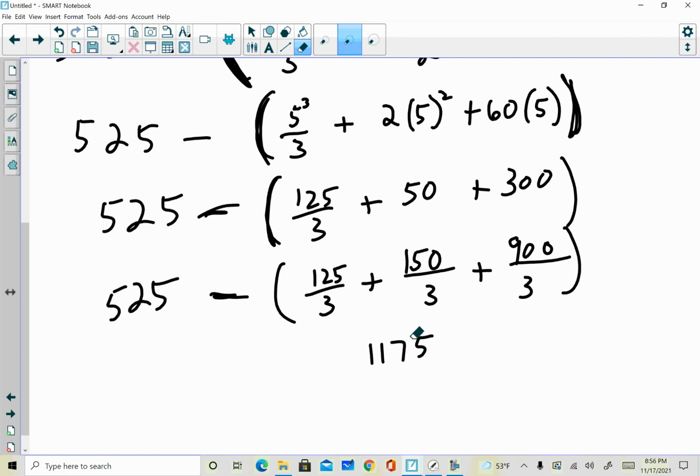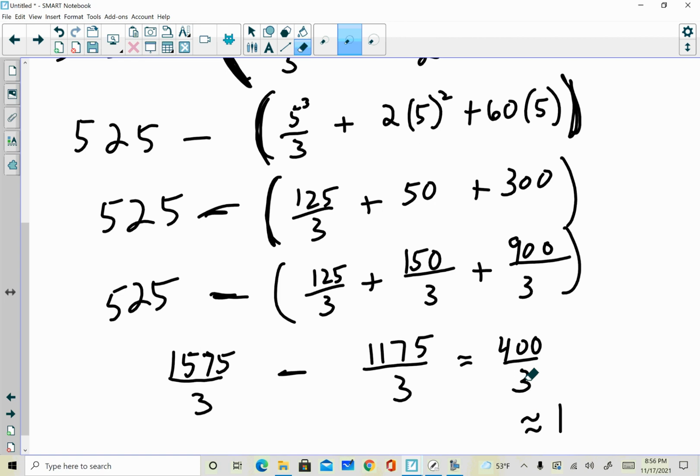That's 1175 over 3. The 525, let's change that to something over 3. 525 times 3 is 1575. 1575 minus 1175 is 400. And 400 over 3, that means 400 divided by 3, is to the nearest cent, $133.33.